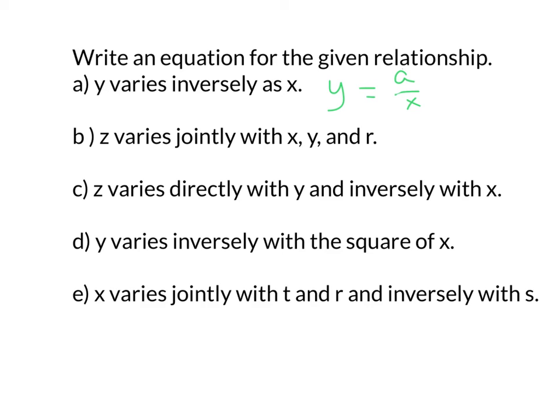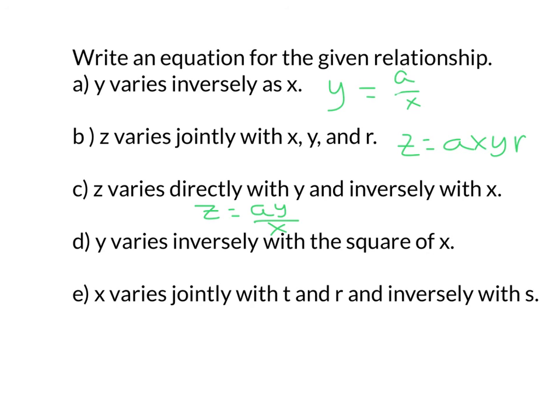Okay, the second one. z varies jointly with x, y, and r, so z equals a times x times y times r. Remember, jointly is all multiplication. Part c. z varies directly with y and inversely with x. If it's directly, it's a times y. Inversely is a over x. So you put all that together: a times y divided by x.